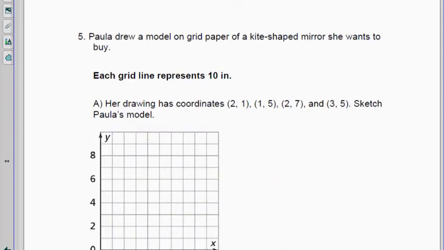Okay, so here we go. We got to plot this kite. Of course, all mirrors come in the shape of a kite. I think you all know that. So let's plot it first. So remember, X is sideways and Y is up and down, or X comes before Y in the alphabet. So we're going to go over 2 and up 1. We're going to go over 1 and up 5. We're going to go over 2 and up 7. We're going to go over 3 and up 5. And that's it. And then we're going to connect the dots, and we have our kite-shaped mirror.